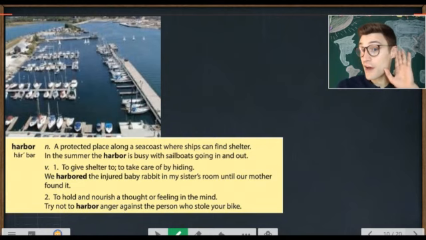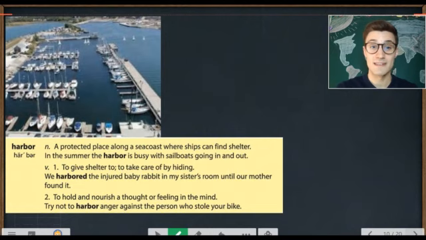Next up, it's harbor. Have you ever been to the harbor? Usually they sell good seafood if it's at the coast. They sell good fish and marine animals. Harbor has a noun meaning. Harbor is used as the name for a protected place along the sea coast where ships can find shelter. In the summer, the harbor is busy with sailboats going in and out. This is a harbor.